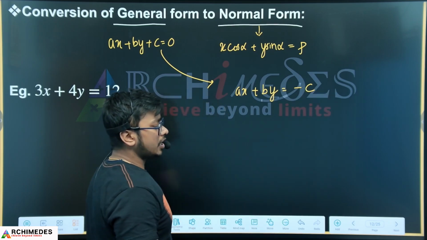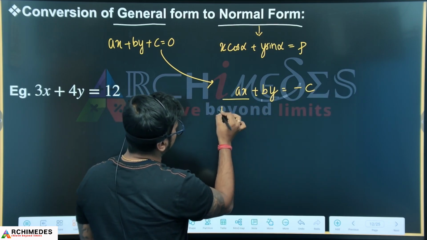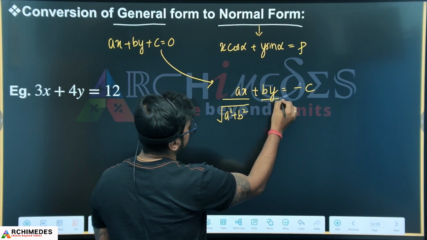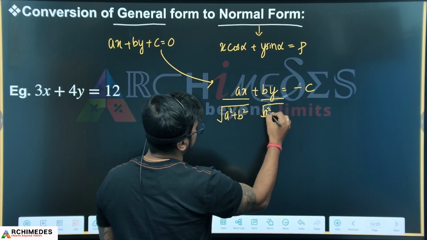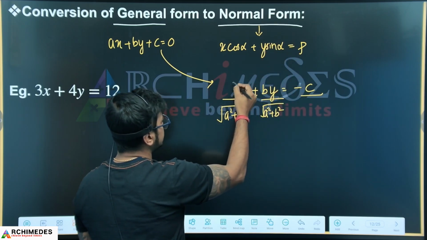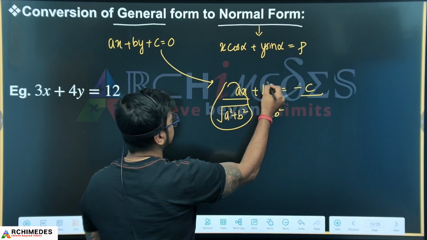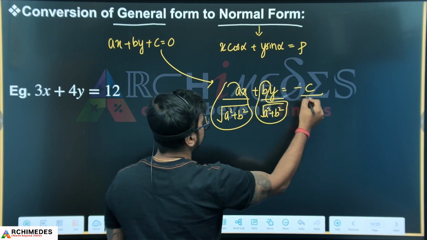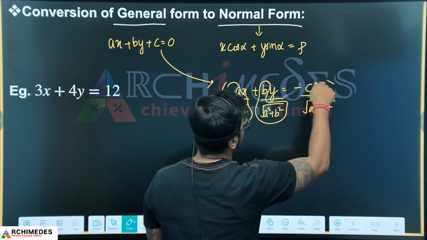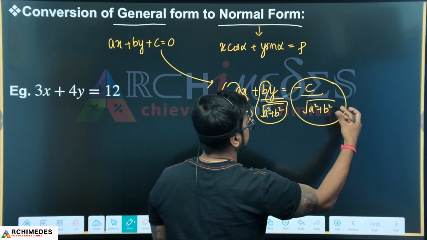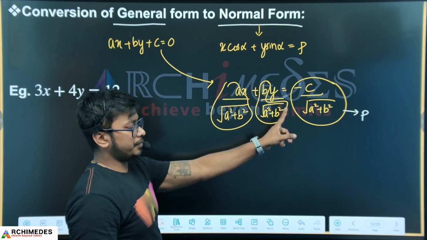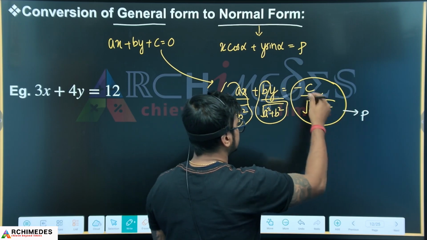Now always divide this by the square root of the sum of the squares of the coefficients of x and y, that is, the square root of a square plus b square, on both sides. This is how we have to convert. Remember that this is the value of cos alpha and this is the value of sin alpha. And this whole value is p. But remember that since p is a perpendicular distance, it should be a modulus.